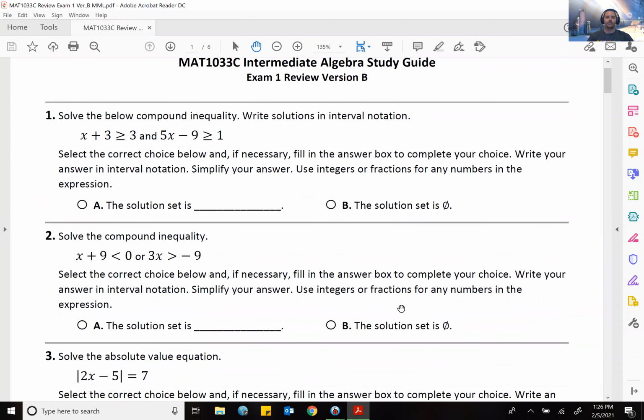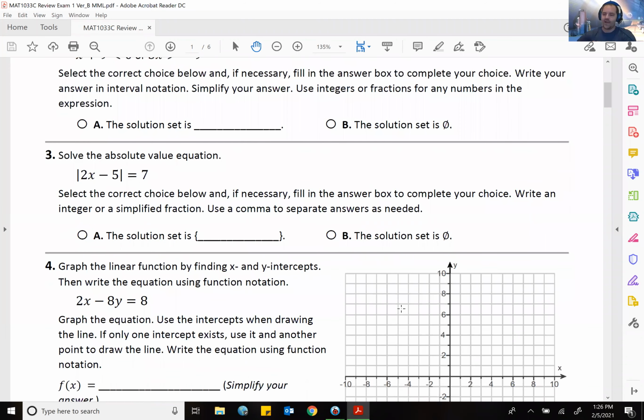Awesome. All right. So number 3, absolute value. We are solving the absolute value of 2x minus 5 equal to 7. And again, all you're going to do in here is type in the two numbers, because remember, absolute value has two answers, because there are two numbers that are a distance of 7 away from 0. So you'll type in two numbers and use a comma to separate them.